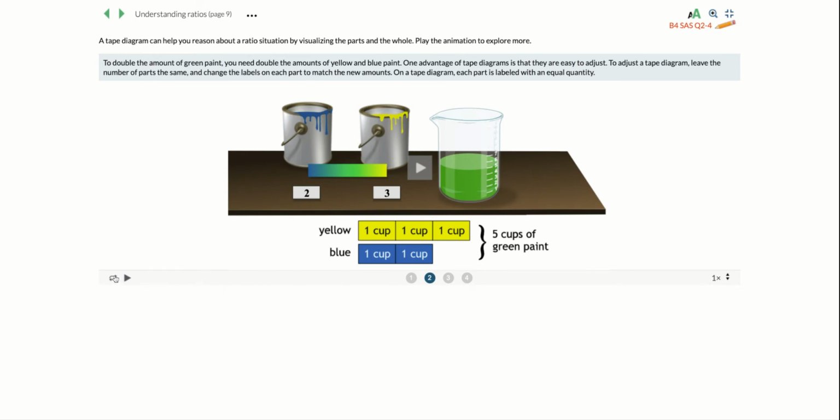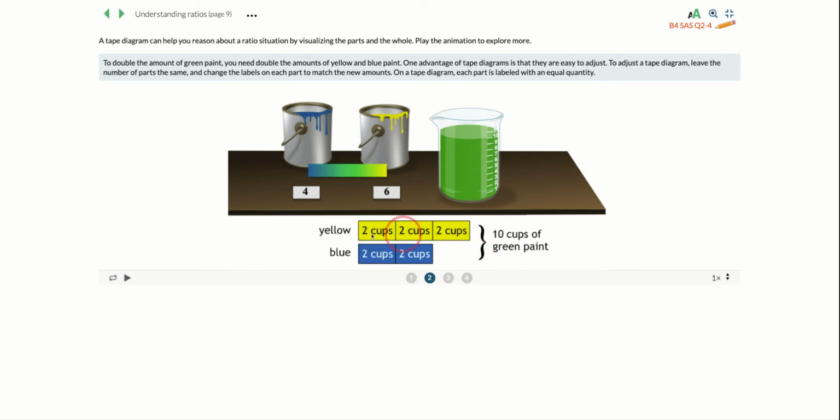What would happen if I had more paint? So if I doubled the amount of paint to make the green paint, what would I end up with? Well, I would have 2 cups in each of my parts of my tape diagram instead of 1 cup, which would double the number of cups of green paint.